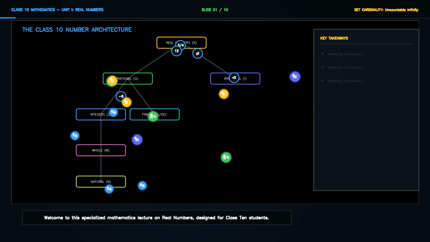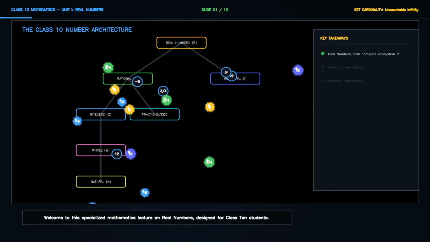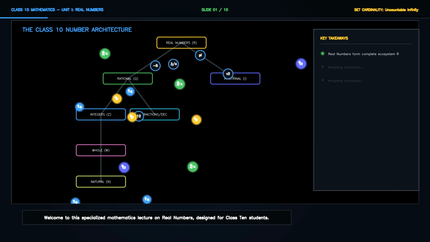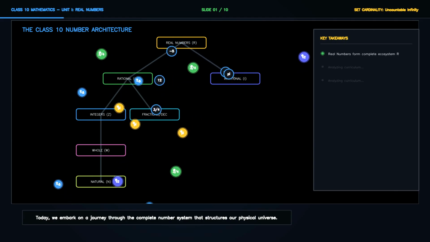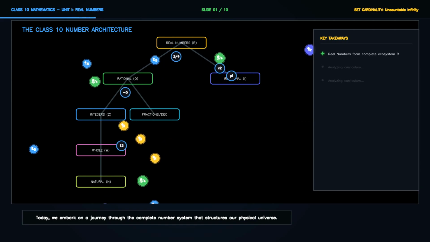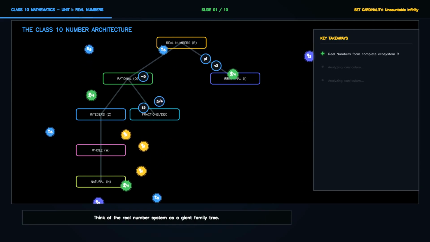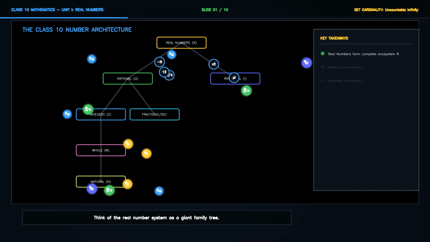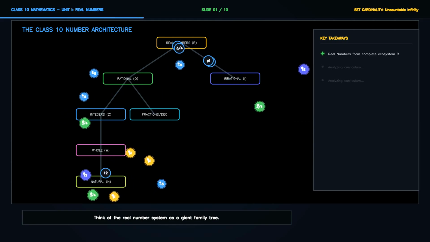Welcome to this specialized mathematics lecture on real numbers, designed for Class 10 students. Today, we embark on a journey through the complete number system that structures our physical universe. Think of the real number system as a giant family tree. At the very top, we have real numbers, denoted by the letter R.